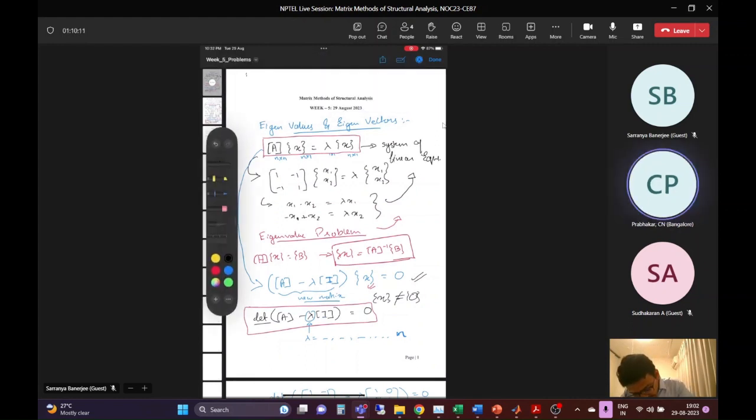But that mode shape is constant for a given eigenvalue, right? For a given frequency. Okay, I'll just show you. This is a 4 degree of freedom system. Agreed?